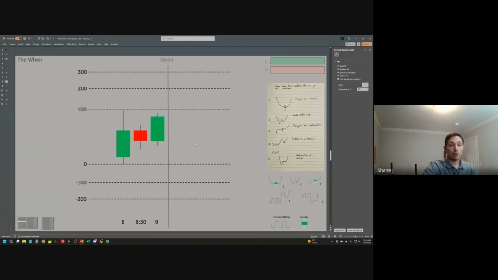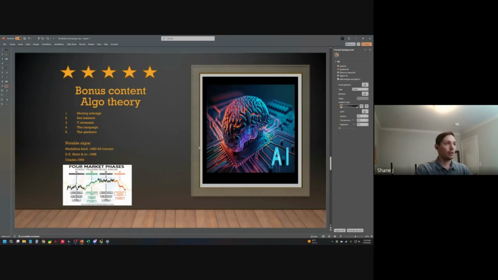At the end, if we want to go over some more stuff on long-term strategies or playing strategies together in sequence, we can go over that at the end. And if you made it this far, bonus content. We're going to talk about algo theory.